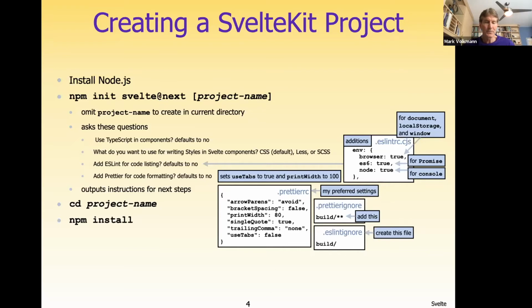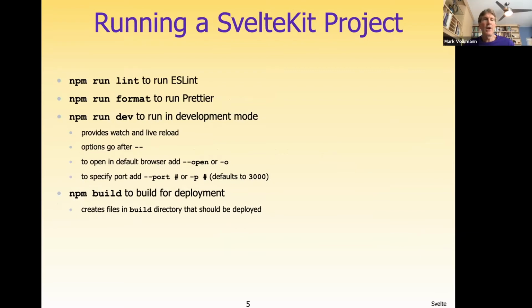And all those boxes off to the right are just my suggestion for how I like to configure all of those tools. Then I cd into the directory that it created for me and run an npm install to install all of the development dependencies that I need. And now I'm ready to run things. So I can run ESLint to check for issues with npm run lint, or npm run format to run Prettier.